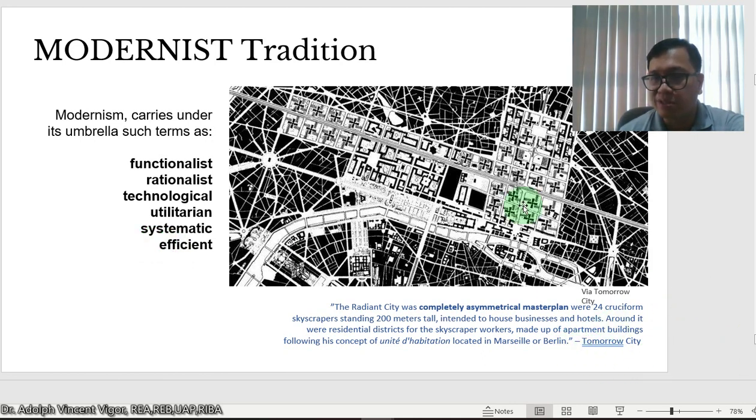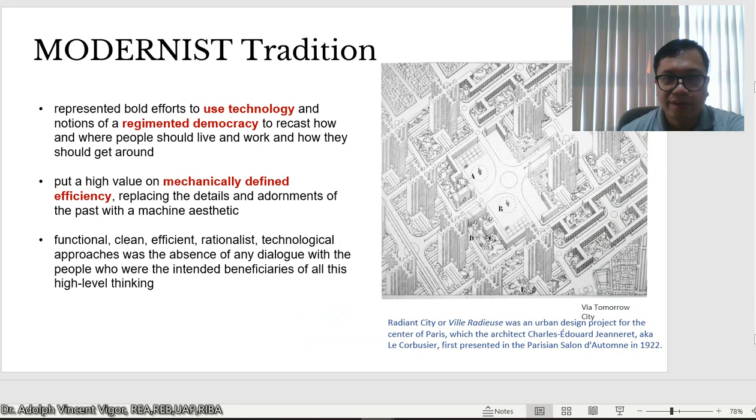So this is Tomorrow City. Also here, the modernist tradition represented bold efforts to use technology and notions of regimented democracy to recast how and where people should live and work and how they should get around. So it puts a high value on mechanically defined efficiency, replacing the details and adornments of the past with a machine aesthetic. Its functional, clean, efficient, rationalist, technological approach was the absence of any dialogue with the people who were the intended beneficiaries of all this high-level thinking.